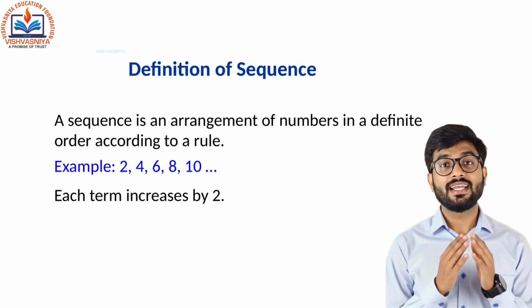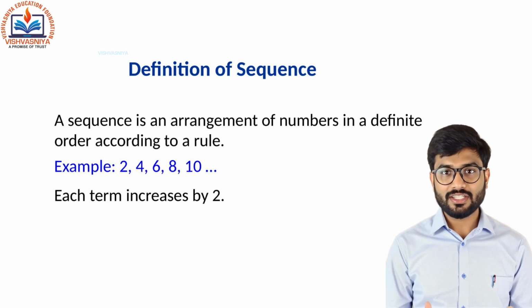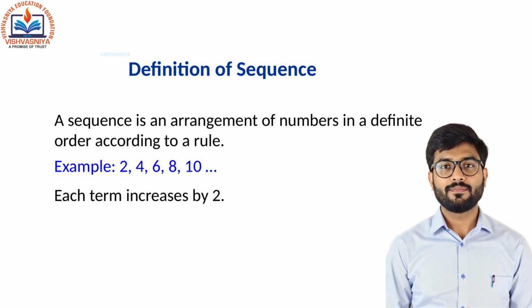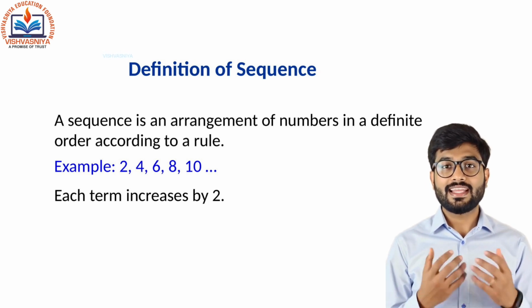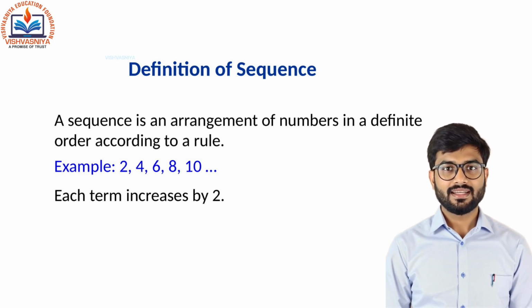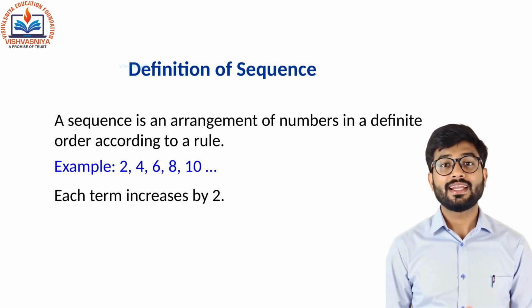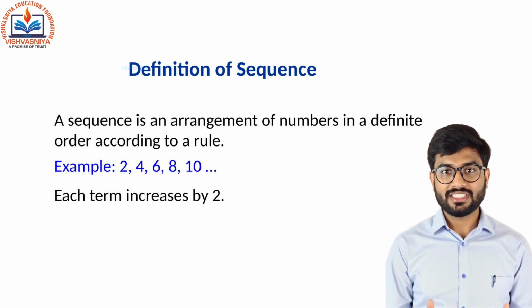A sequence is an arrangement of numbers in a definite order according to a certain rule. We usually write it as a1, a2, a3, and so on up to an. The term an is called the nth term or general term. A sequence can be of two types: finite sequence, which has a limited number of terms, and infinite sequence, which continues endlessly.